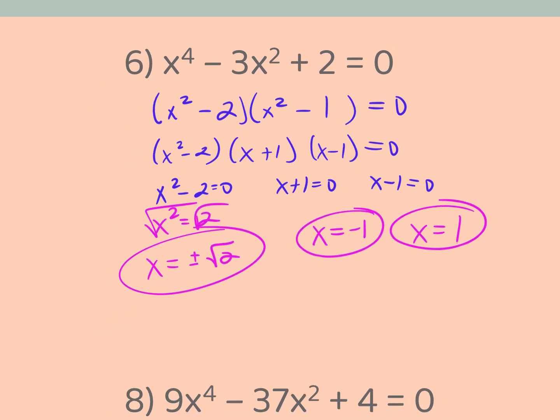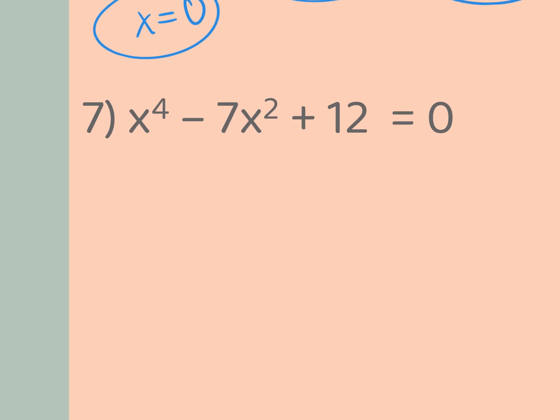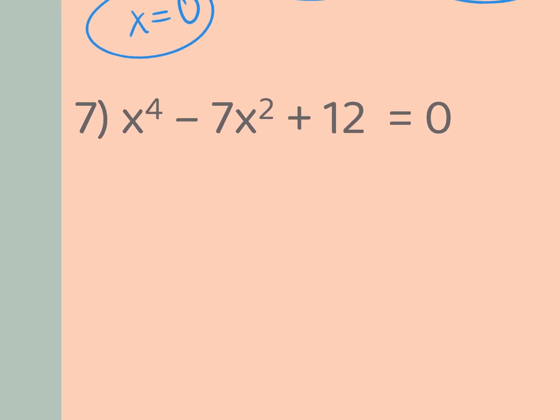All right, let's look at number 7. Number 7 kind of looks like the one we just did, but let's check it out. Is there a GCF? No. Is this a trinomial that we could factor? It sure is. What goes in the front of each parenthesis? X squared and x squared. Great.